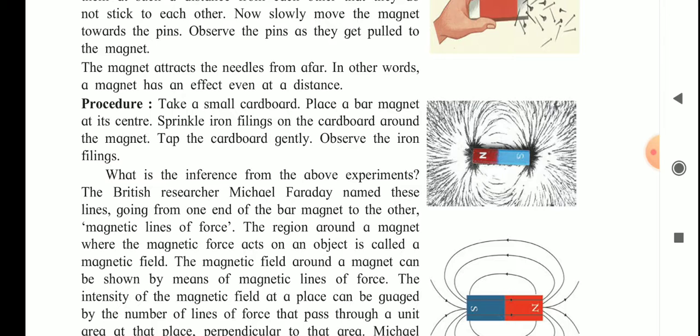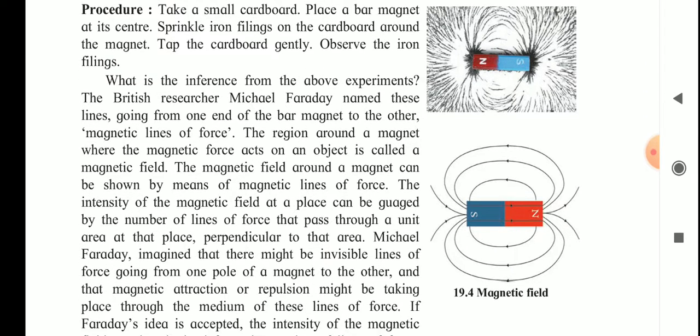The British researcher Michael Faraday named these lines going from one end of the bar magnet to the other as the magnetic lines of force. The region around the magnet where the magnetic force acts on an object is called the magnetic field, and the magnetic field around a magnet can be shown by means of magnetic lines of force. The intensity of the magnetic field at a place can be gauged by the number of lines of force that pass through a unit area at that place, perpendicular to that area.